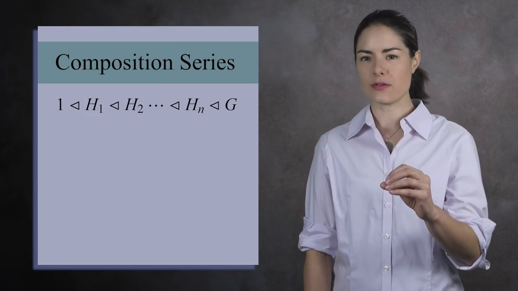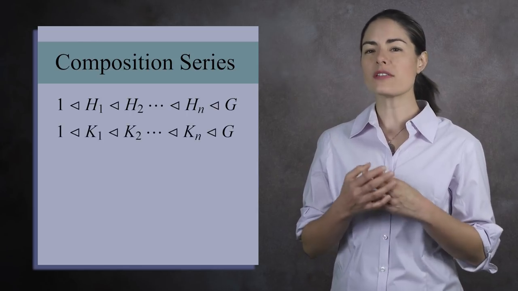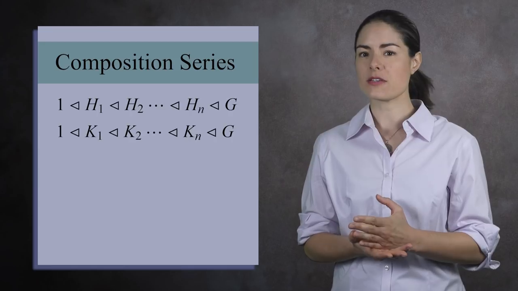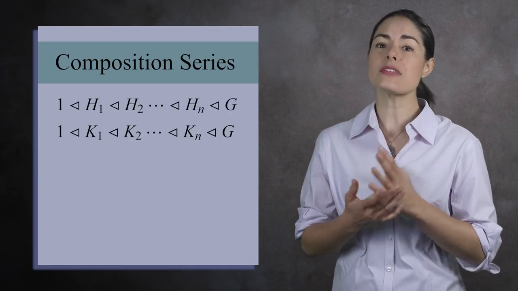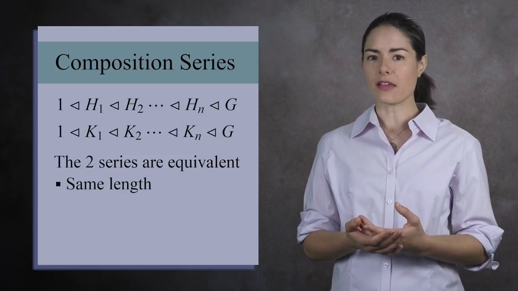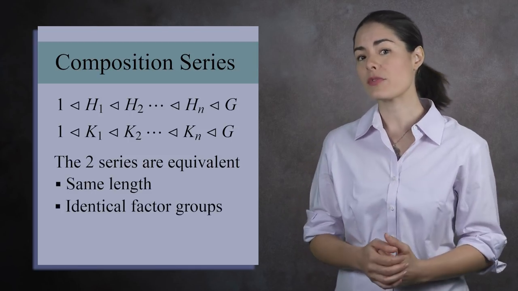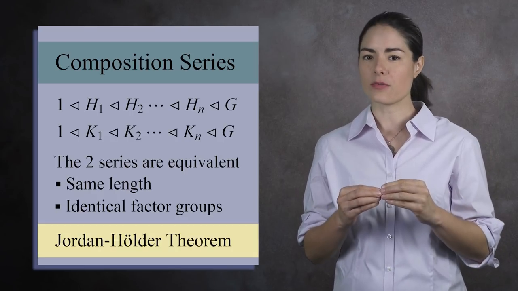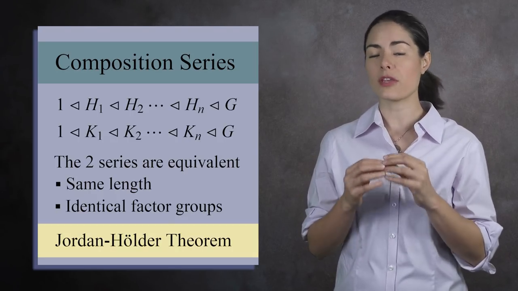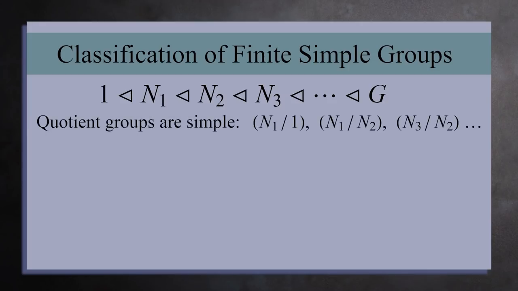The composition series of a group is similar to the prime factorization of an integer. And while it's possible to have more than one composition series for a finite group G, it turns out any two series are actually equivalent. They will have the same length, and the factor groups from the two series are isomorphic, though you may have to rearrange them. This milestone result is known as the Jordan-Hölder theorem. In a composition series, each quotient group is a simple group.